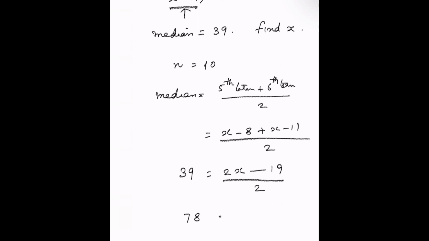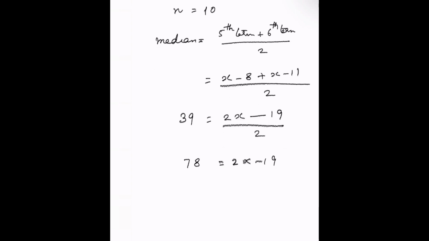78 equal to 2x minus 19. Now 2x is 78 plus 19, which is 97. So what will be your x? x is 97 by 2. 97 by 2 is 48.5.